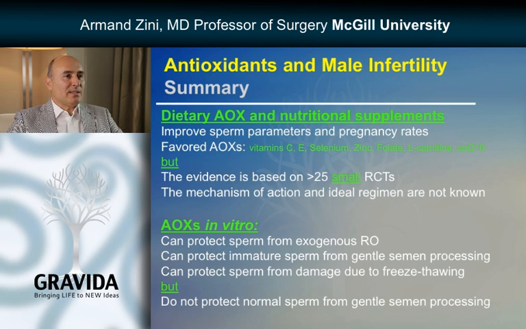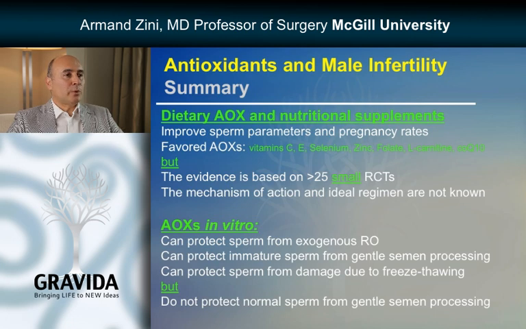So in summary, what we can say is that dietary antioxidants and nutritional supplements can improve sperm parameters and pregnancy rates. And the antioxidants that have been used in most of these studies include vitamin C, E, selenium, zinc, folic acid, L-carnitine, and coenzyme Q10. However, it's important to keep in mind that the evidence is based on small randomized controlled trials, approximately 25 studies in total, and the mechanism of action and ideal regimen have not been established.